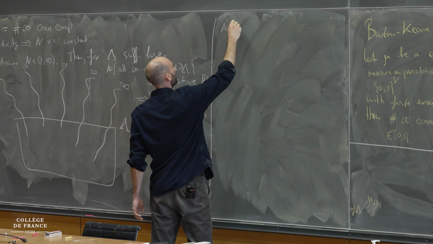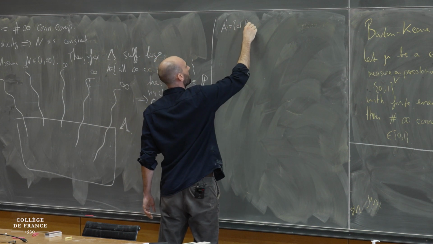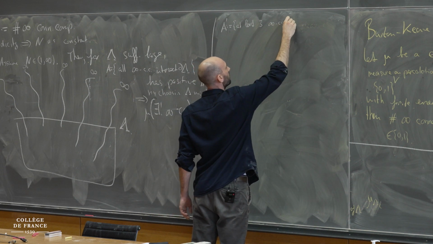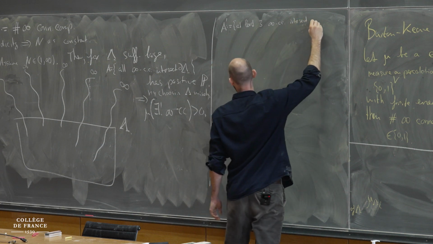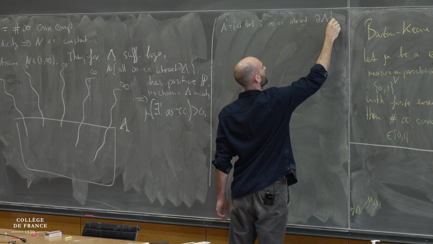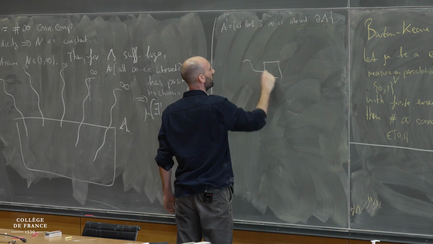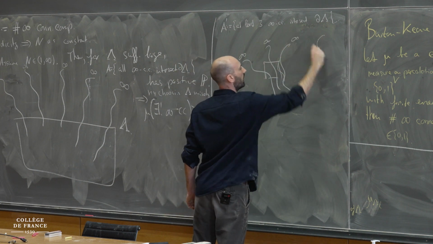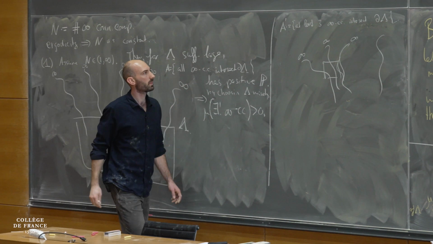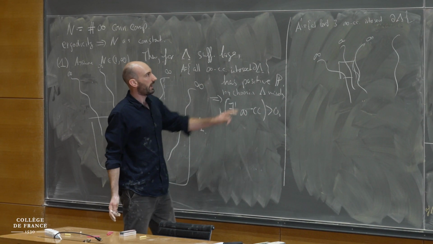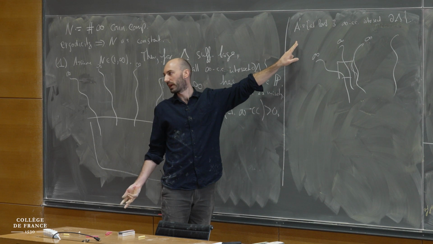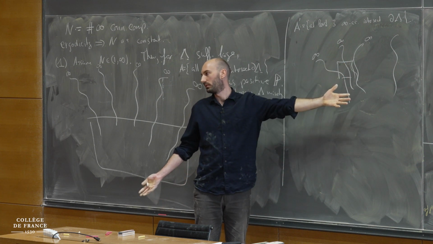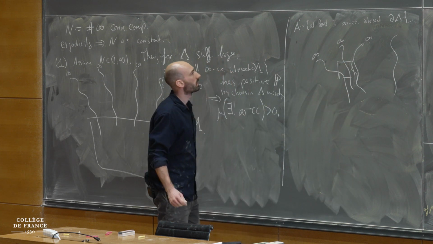So A prime is the event at least 3 infinite connected components intersect the neighbor of lambda, right? So I have my box, I have 3 infinite components which intersect it, but there may also be other ones. Now, of course, in this case, A prime is not measurable with respect to what happens outside. Because, for example, if everything in lambda is connected, then this event can never occur.